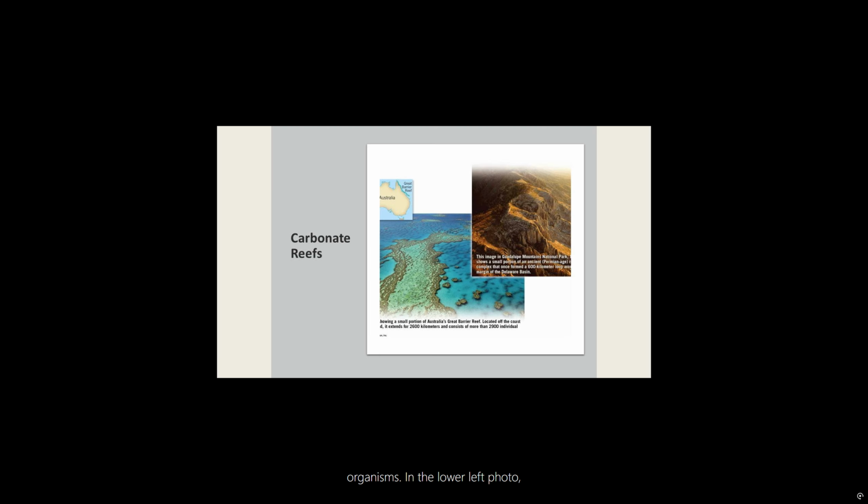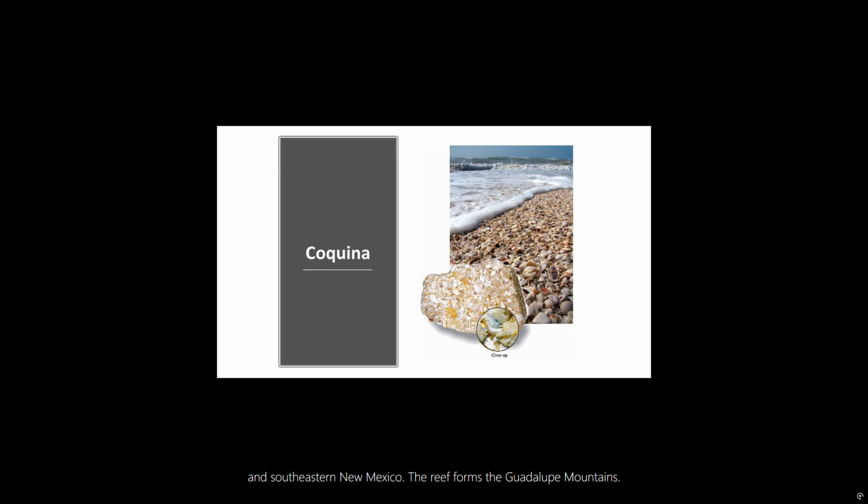In the lower left photo, you can see the Great Barrier Reef in Australia. The upper right photo is a fossilized Permian age coral reef found in West Texas and southeastern New Mexico. The reef forms the Guadalupe Mountains. Coquina forms on shell beaches, like this beach on Sanibel Island in Florida. You can see this rock is a loosely cemented mass of shell material.